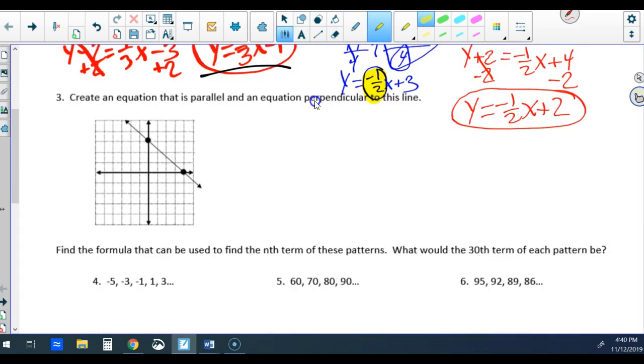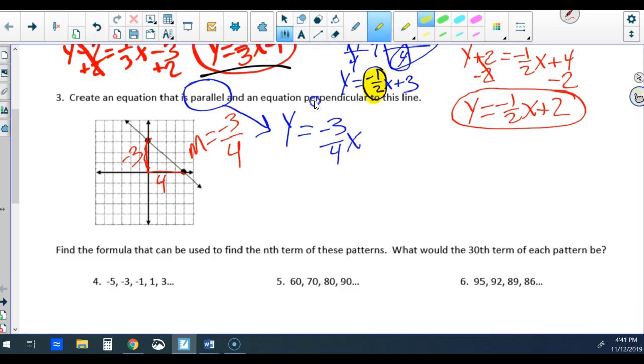Number 3, create an equation that is parallel and an equation that is perpendicular to this line. I need to know the slope. Everything always depends on the slope. If I look at the rise and run, negative 3 over 4 is the slope. So that is a negative 3/4 slope. Parallel has to have the same slope. All that matters is the slope. So as long as it has the same slope, negative 3/4 x plus b makes no difference at all. Plus 100 would work.